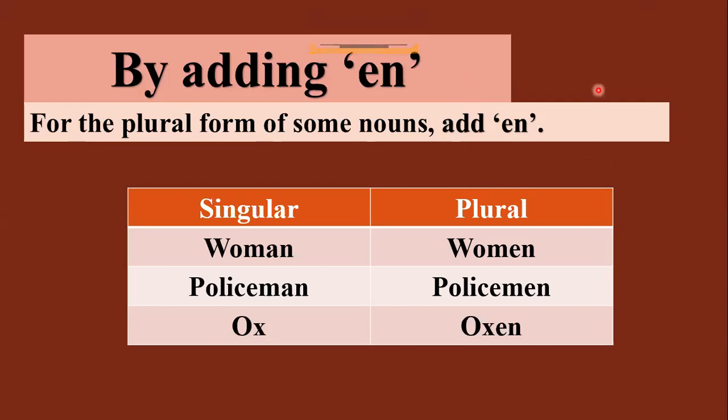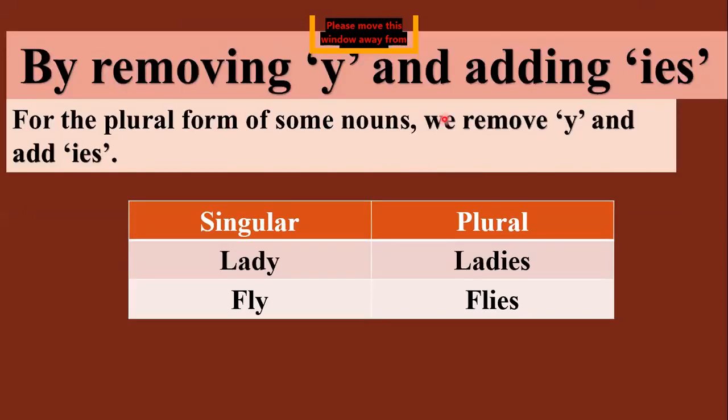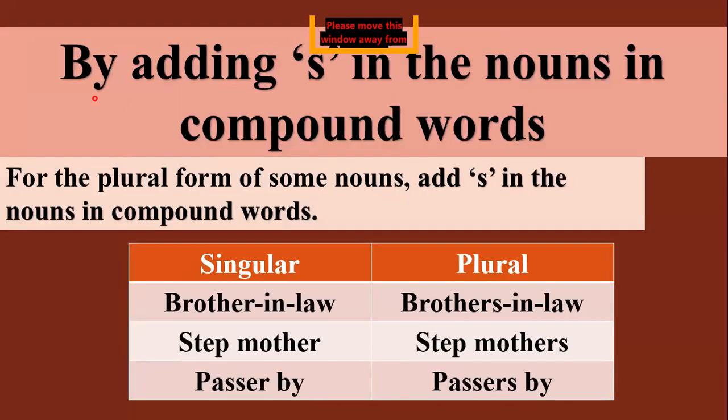Beta, before this, we have two slides, Rumesa. Okay, we have two slides before this. Clear? So, just let me show you quickly. First, we did O to E. Then we did removing Y to IES. Then we did by adding N. This is the third slide. Now we are doing the fourth one, by adding S in the nouns and compound words. So this is the fourth one. This is the fourth type of plural.